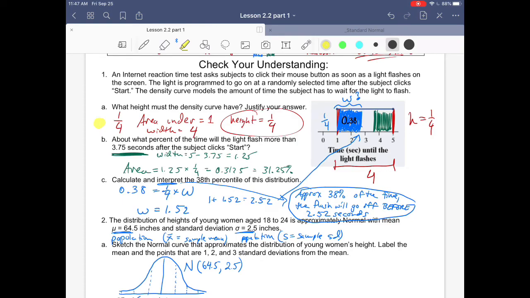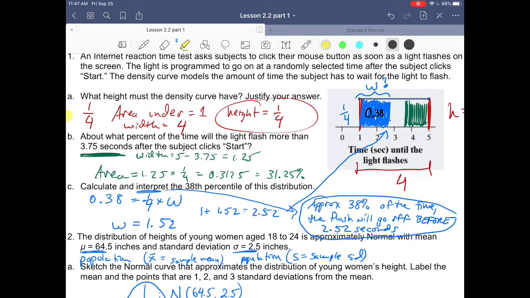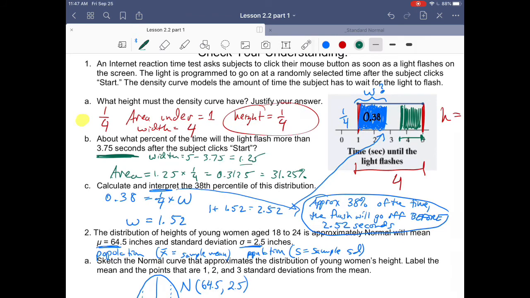So about what percentage will be greater than 3.75 seconds? What you need to do is figure out the width from 3.75 to 5, which is 1.25. Then multiply that by the height and figure out the percentage of the time, 31.25%, that the flash will occur greater than 3.75 seconds. Last thing, calculate and interpret the 38th percentile.